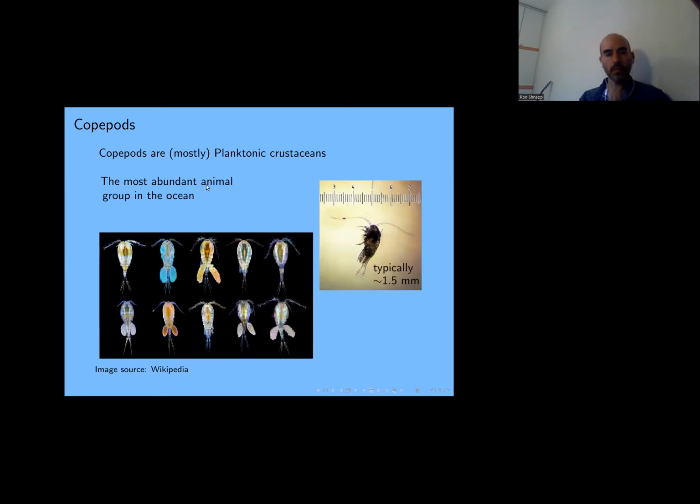So copepods are basically planktonic crustaceans. They are, in fact, the most abundant animal group in the ocean, apparently. There are many different kinds of copepods. Some of them are seen here, in an image taken from Wikipedia. We can see that there is a very large variety of them. In particular, this species is Temora longicornis. This is the particular species of copepod that I was working with in the lab. So this is an image of a specimen that we used in our lab.